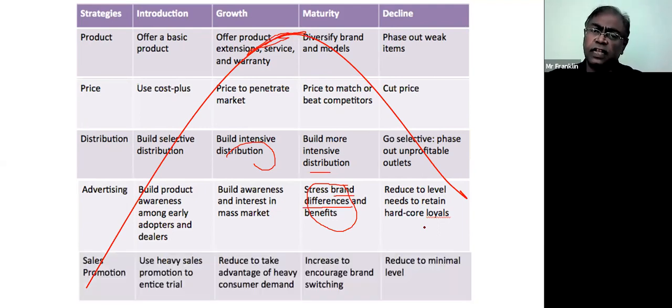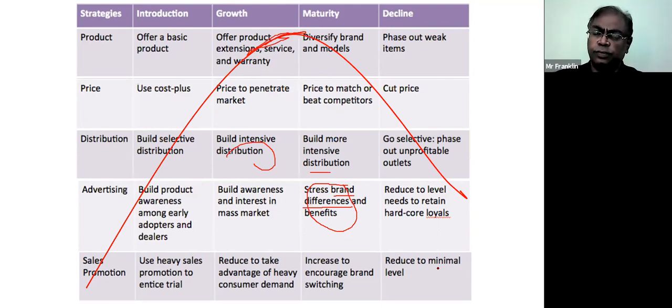Okay, finally is sales promotion. Here you use heavy promotion to entice trial, so people want to try out the product. Reduce to take advantage of heavy consumer demand. So now you have less sales promotion. Increase to encourage brand switching. Reduce to minimal level. So this is basically the different strategies that companies adopt for their products.